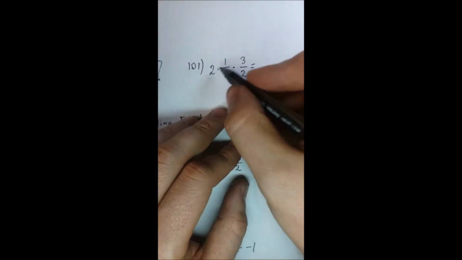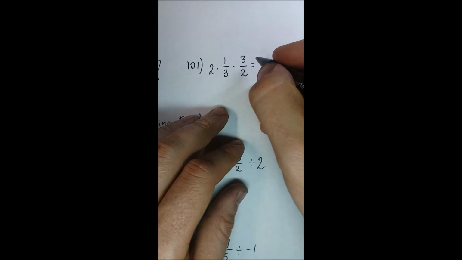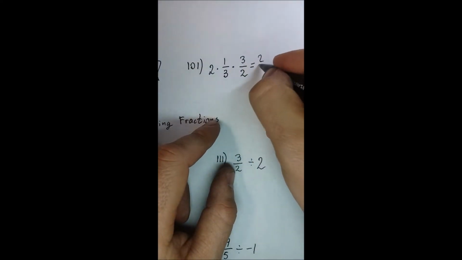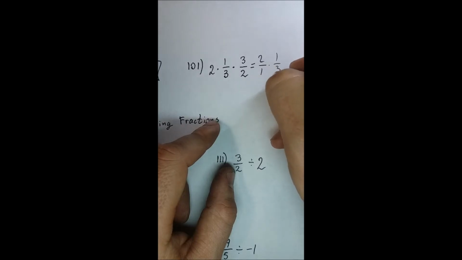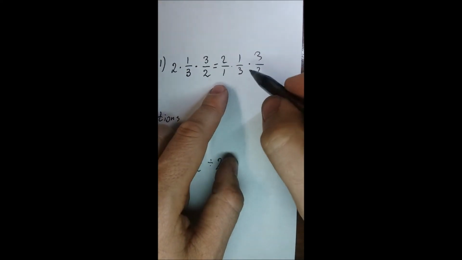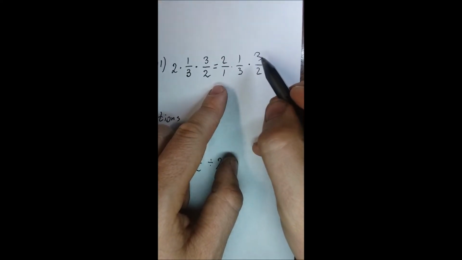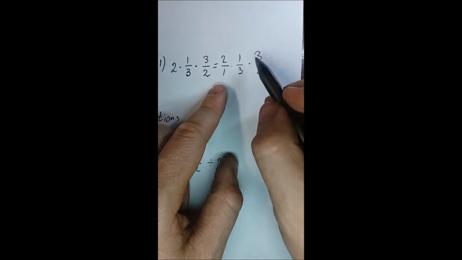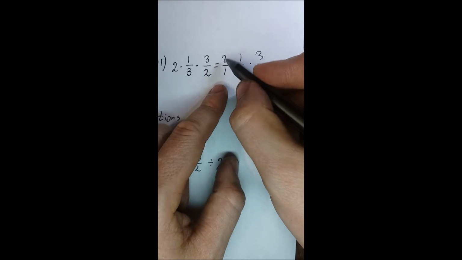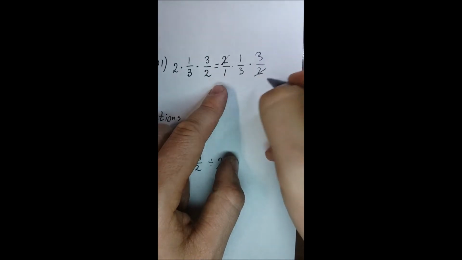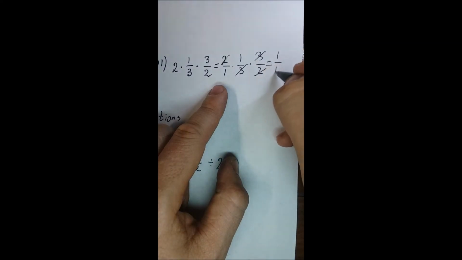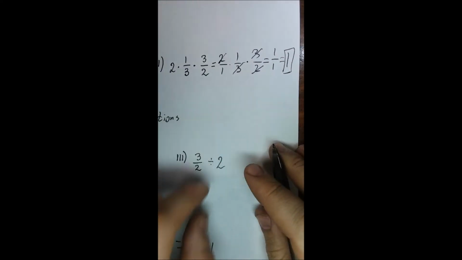101. 2 times 1 over 3 times 3 over 2. Again, this 2 is by itself, so we can write it as 2 over 1 times 1 over 3 times 3 over 2. This is an interesting problem as well because you can multiply them across all the way. 2 times 1 times 3 is 6. 1 times 3 times 2 is 6. Or you can do a shortcut. 2 on the top and 2 on the bottom cancel out. 3 on the bottom and 3 on the top cancel out. The answer is 1 over 1 or 1 again.